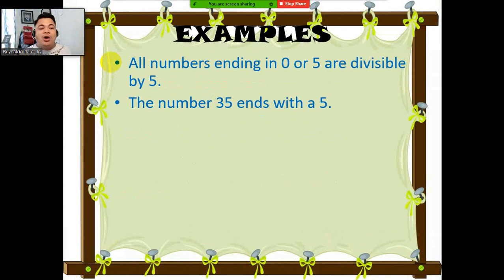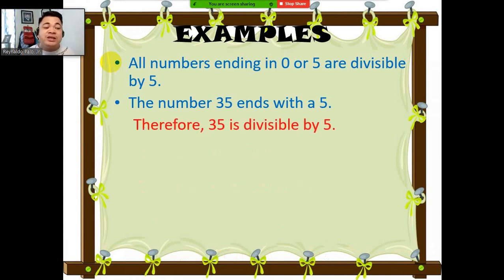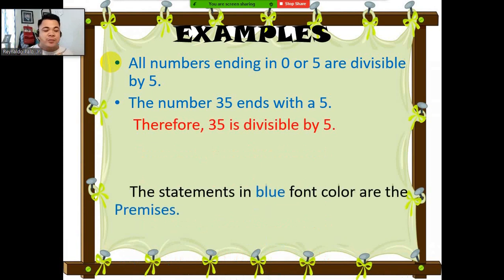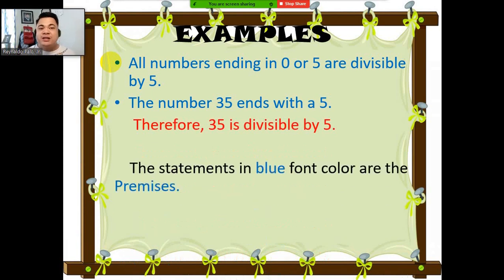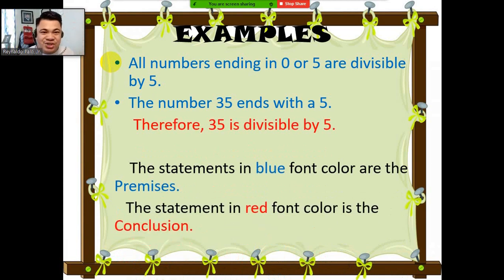Example, all numbers ending in 0 or 5 are divisible by 5. That is general. Now you will be giving an example. The number 35 ends with a 5. So you can now conclude, therefore, 35 is divisible by 5. Alright, so the statements in blue font color are what we call the premises. The premises here contain the general statement plus the specific example, and the red part is what we call the conclusion. That's it, from general to specific.